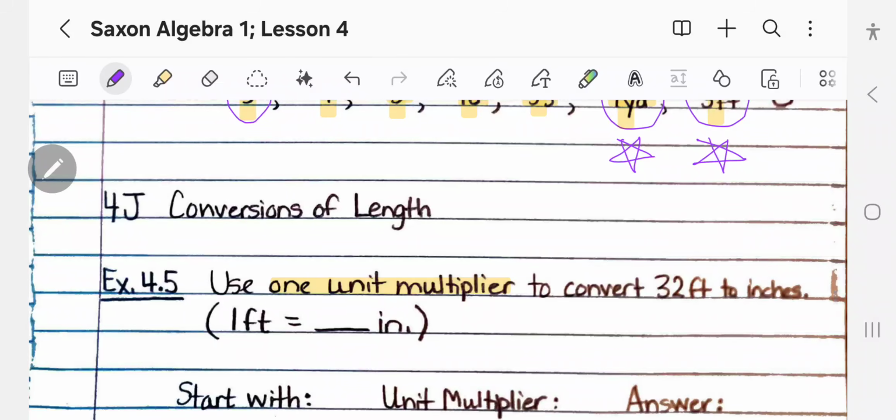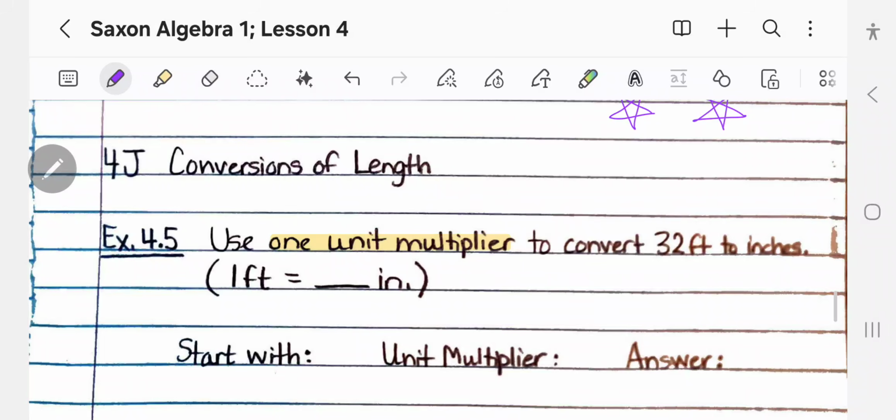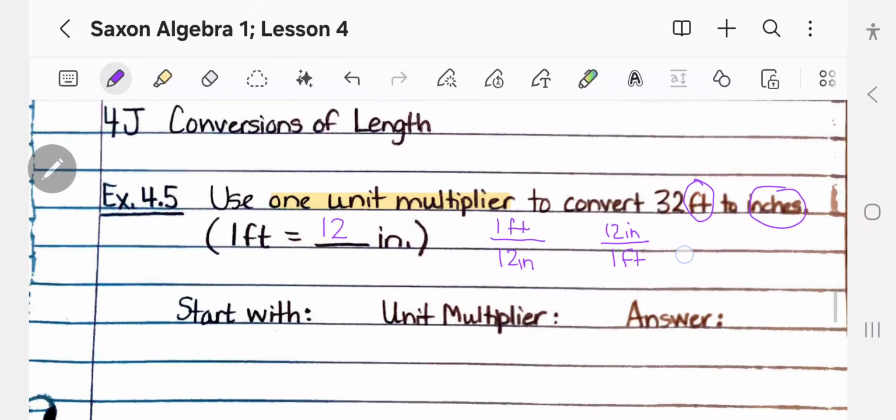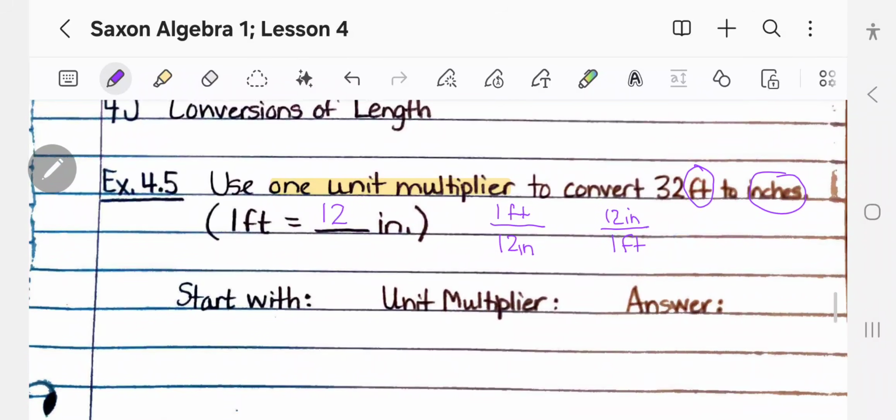So use 1 unit multiplier to convert 32 feet to inches. Now, you have to know something about feet and inches. So that's what you ask yourself first: what do I know about these units, feet and inches? Well, I know that 1 foot is equal to 12 inches. So that means there's 2 different unit multipliers that I could use. I could write 1 foot is equal to 12 inches, or I could write 12 inches is equal to 1 foot. Okay, now let's go on and let's see which one would help us with this problem.